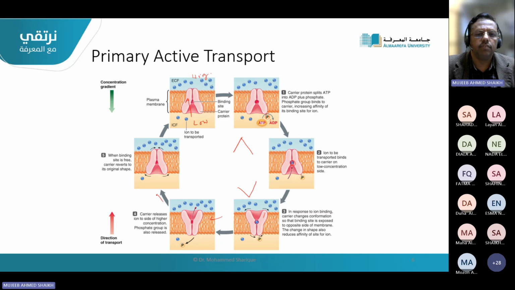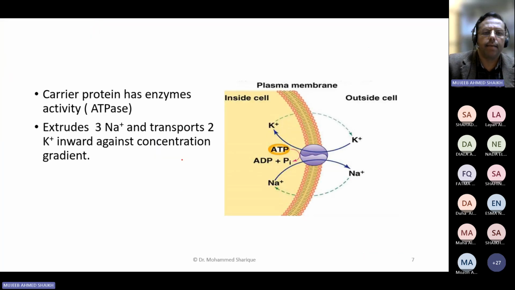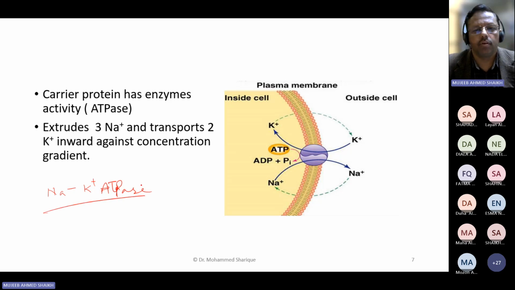This conformational change will bring the ion to the outside. This ion is gone outside, and again it will come back to its original position. This is called primary active transport because the energy is utilized on the channel directly. The best example of primary active transport is the sodium potassium ATPase channel.